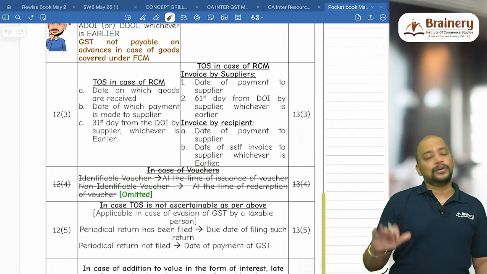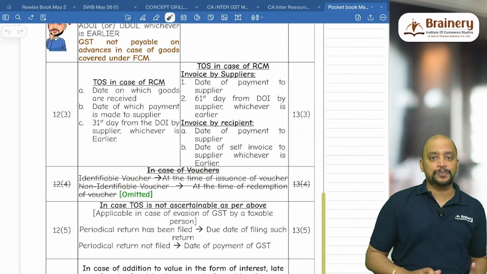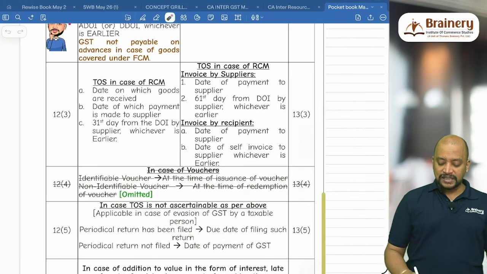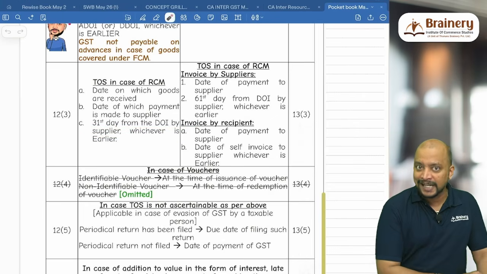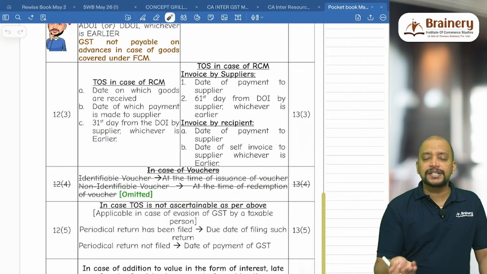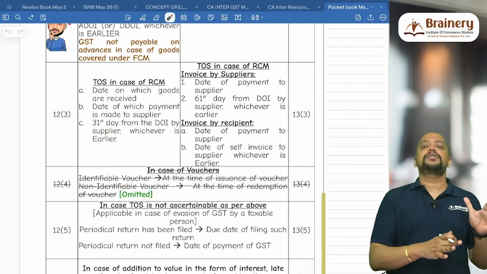Whether we will take that? No, that we will not take. That is only for 13 subsection 3, not for 12 subsection 3. 12 subsection 3 is always the 31st day from the date of invoice given by the supplier, whichever is earlier, that should only be taken. Next, instead of an invoice, any other document in lieu of invoice given by the supplier.